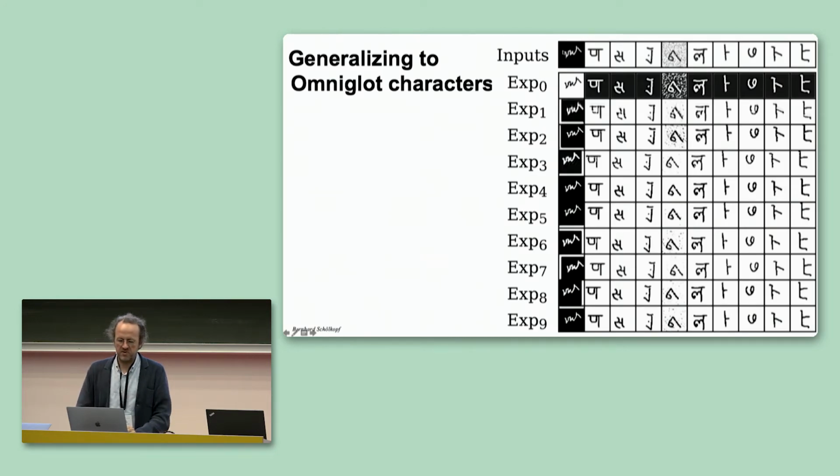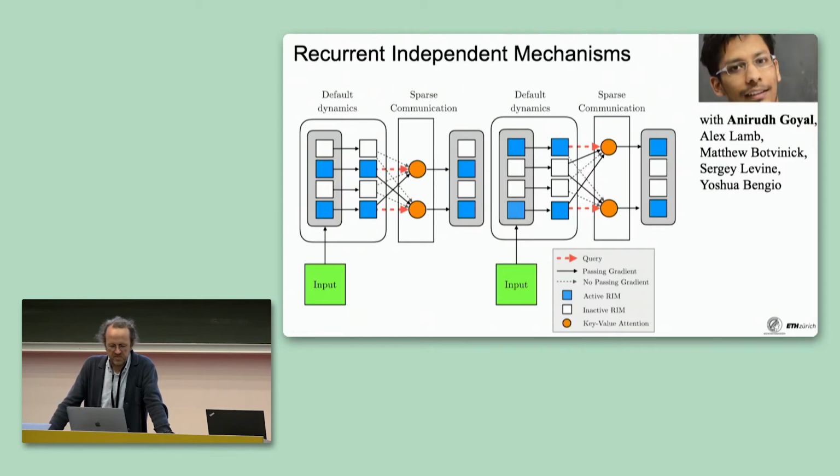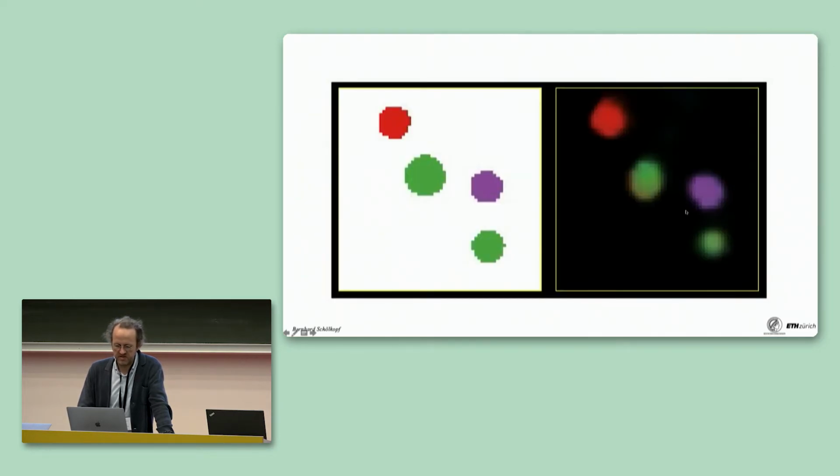It can do the same thing also for other types of digits. So it really has learned these transformations in a reasonably robust way. And currently what we're working on is a system that in a way takes this to the next step, and does it in a recurrent setting. So we're trying to learn recurrent mechanisms that communicate sparsely and can do various things based on that.